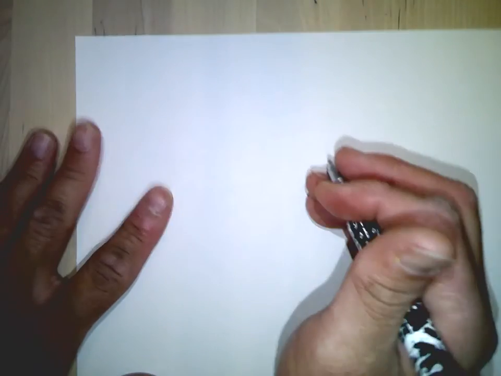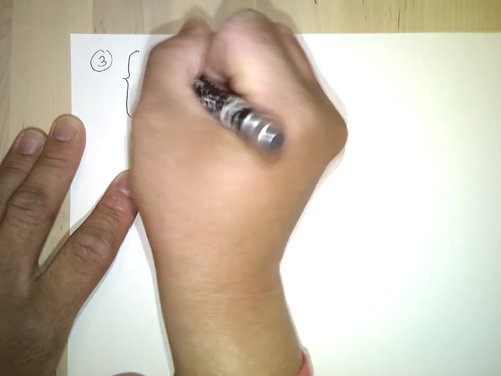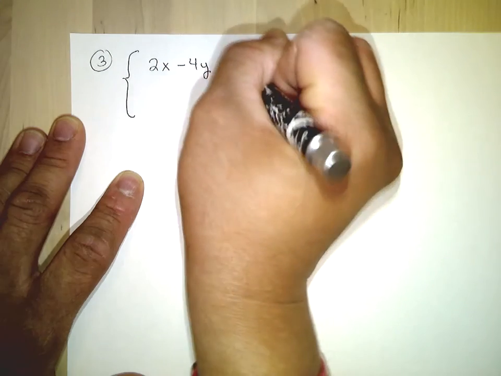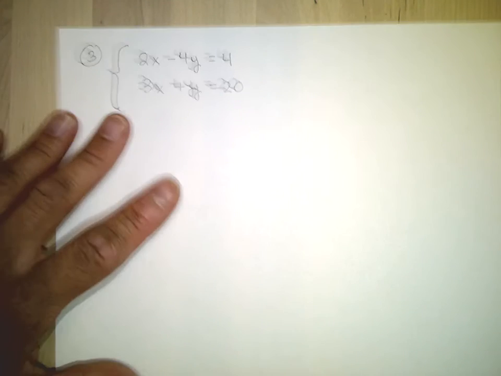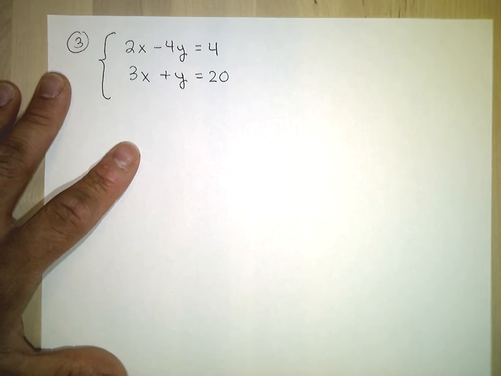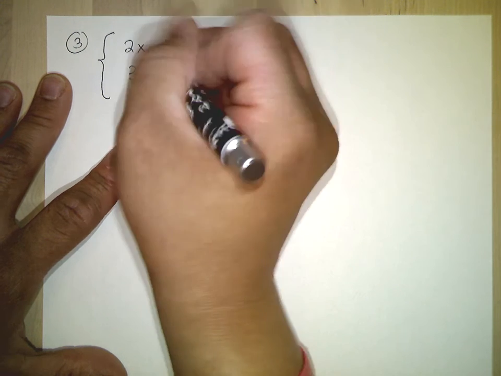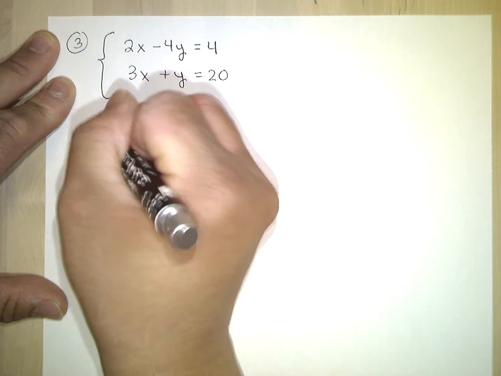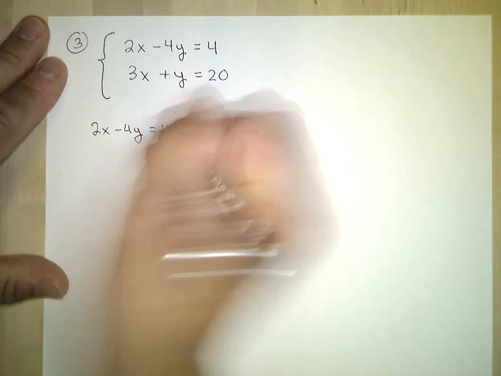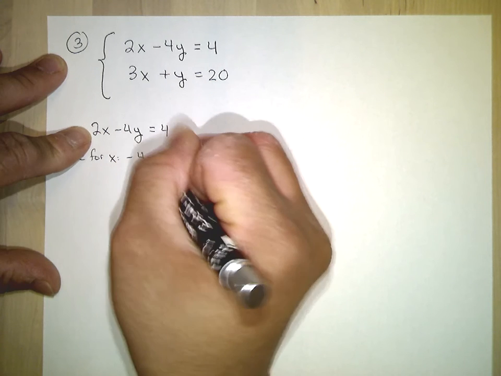All right, so let's do another example here. Let's see, what do we have here? We can do this one here. 2x minus 4y is equal to 4, and 3x plus y is equal to 20. And now we need to solve one of the equations for x or y, and it doesn't matter which one. There's several things that you could do. You have 2x minus 4y is 4.